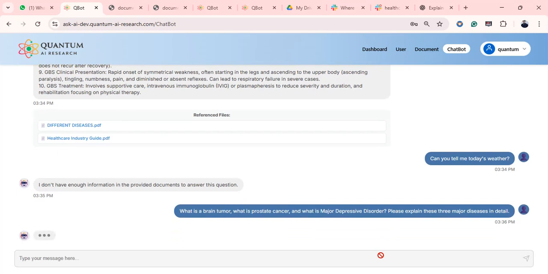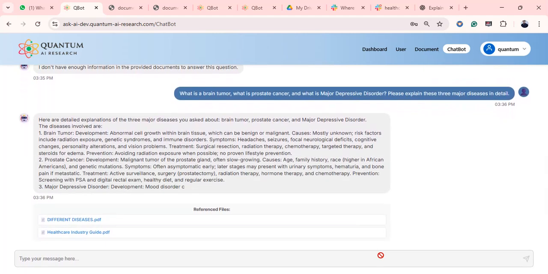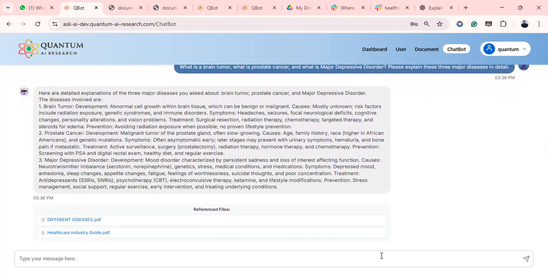So this is actually a long and detailed topic. The chatbot will give you the responses accordingly, one by one, for all three different sections. Let's see: here are the detailed explanations of all three major diseases you asked about: brain tumor, prostate cancer, and major depressive disorder. The disorders are covered in three respective pointers, and you can read them one by one. The chatbot gives a sufficient amount of information related to your topic, so that the user can easily understand and get the information.